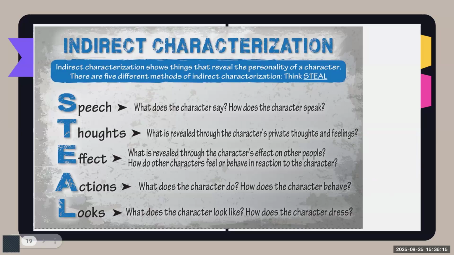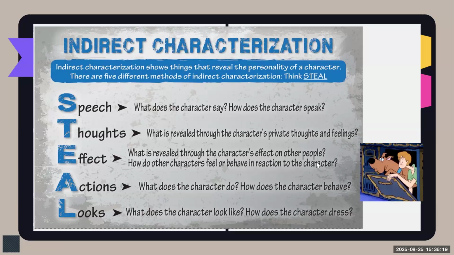Actions. What does a character do? For example, in Scooby-Doo, Shaggy and Scooby always run and hide when they see a monster. Neither Scooby nor Shaggy have to tell us that they are scared or not very brave. When we notice that every time there's a monster, they run and hide, we could figure out on our own that they aren't very brave.